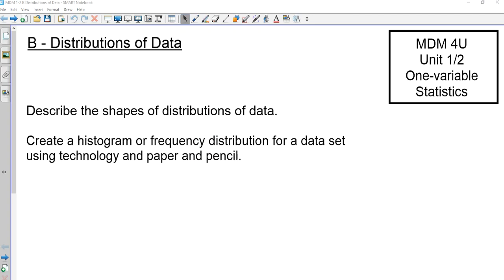So what we want to do in this lesson is look at the kinds of shapes that those distributions can form, so we can classify them and talk about them. And we're going to see some of these distribution shapes later on in the course, and they're going to become important. So we want to be able to create a histogram or frequency distribution for a data set using technology and paper and pencil, just like we learned in the last lesson, and then talk about the shapes of these distributions.